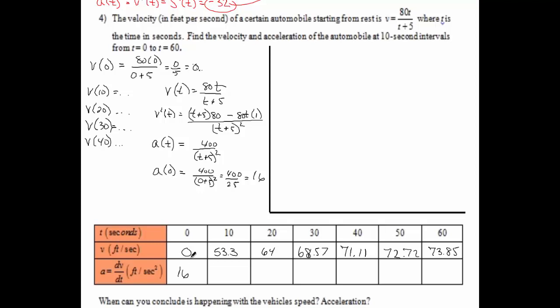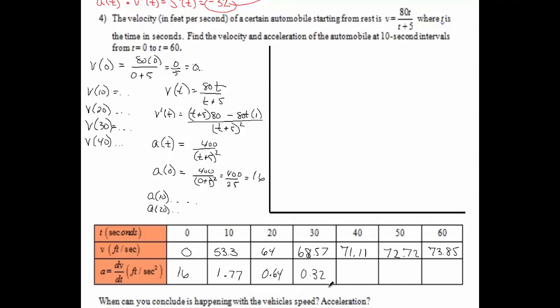Right? So now if we come back to the acceleration function, and we do a of 10, a of 20, so on and so forth, and plug in, we should get the following values. So the acceleration at 10 seconds would be 1.77 feet per second squared. The next acceleration at time 20 seconds should be 0.64 feet per second squared.